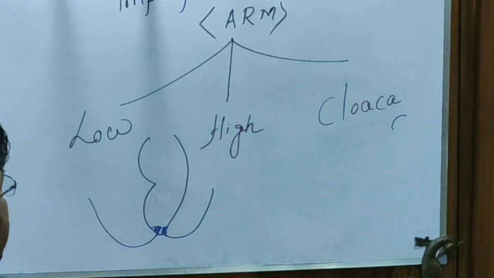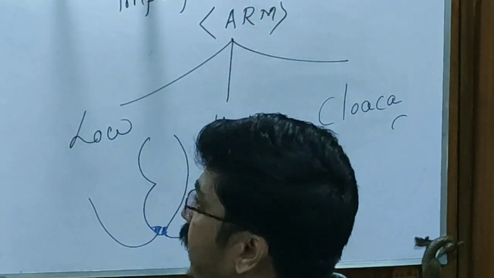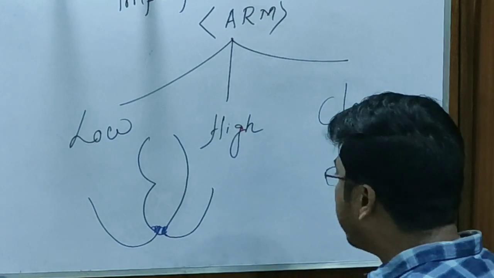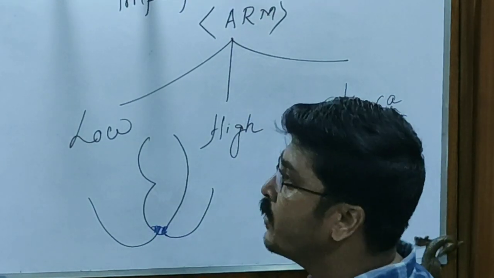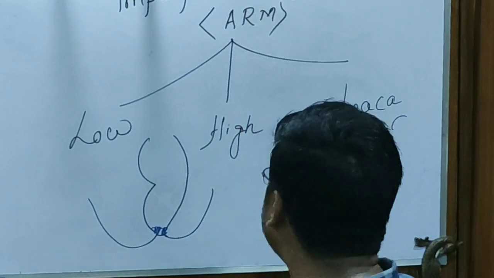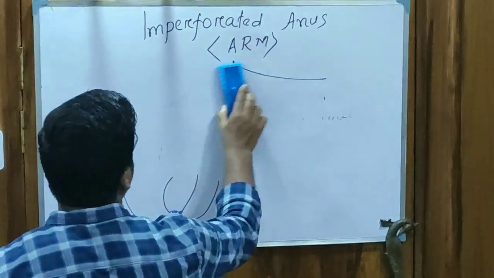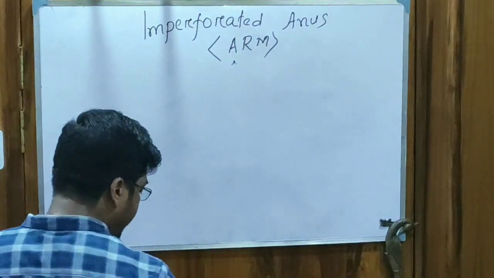So what is the cloaca? Cloaca is nothing but the three openings, I mean the rectal opening, vaginal opening and the urinary opening, all in a single canal. It is called cloaca. What is the picture of cloaca? Cloaca is nothing but the three physiological openings open as a single opening.